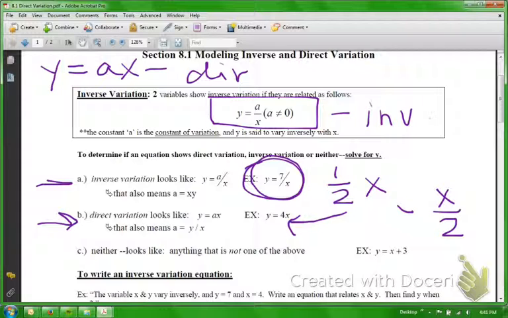Generally what's going to happen with neither is you're going to have an intercept at the end. You're adding or subtracting something to y. You can't do that. So if you're adding or subtracting something to y, it's neither. Otherwise, it's going to look like something divided by x or something times x.